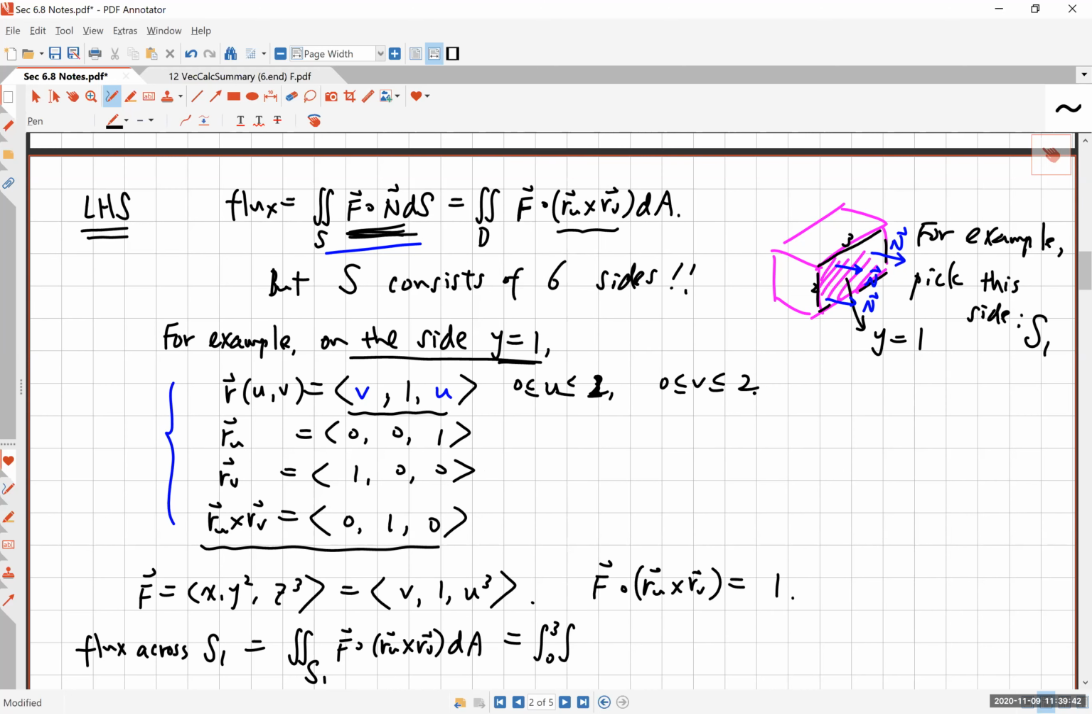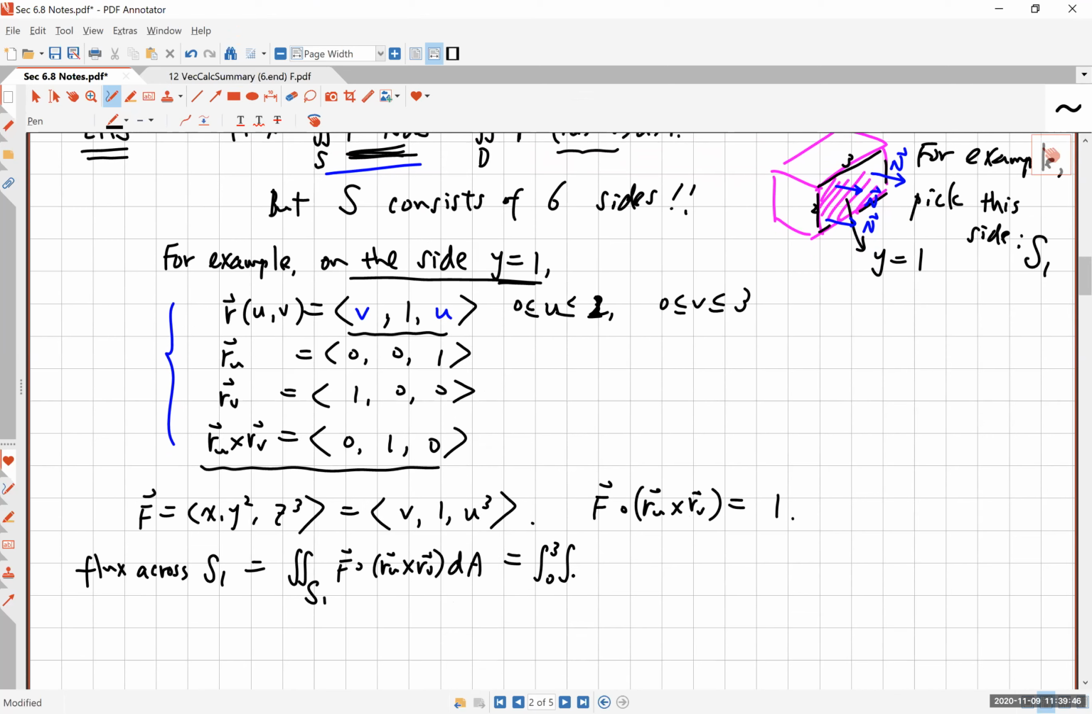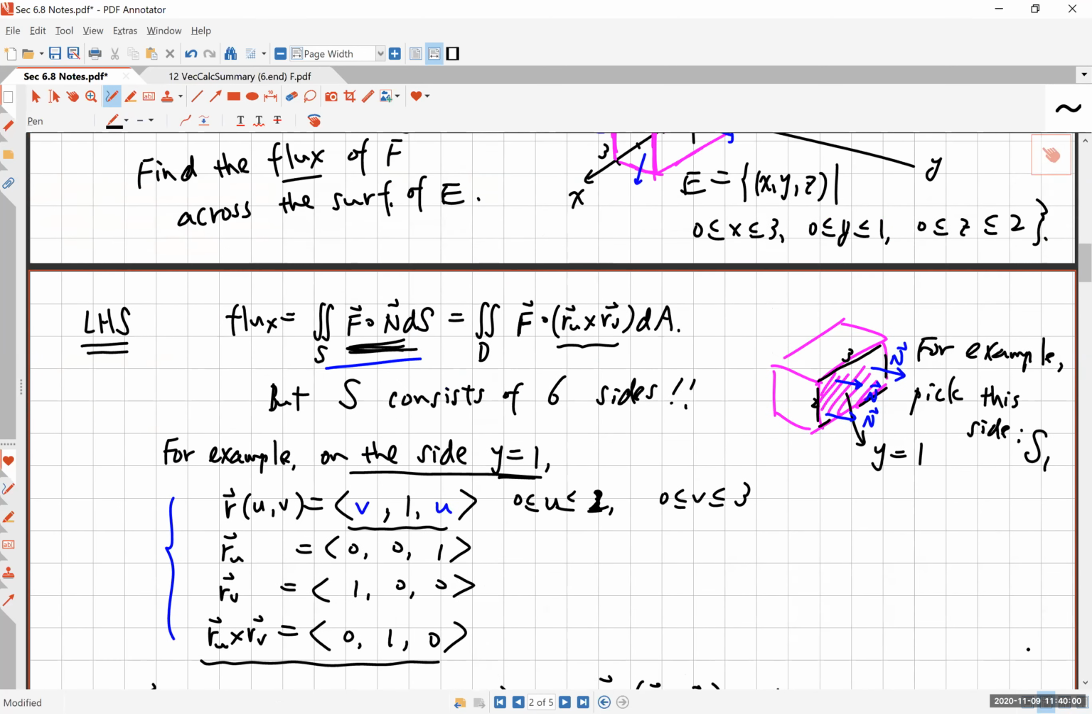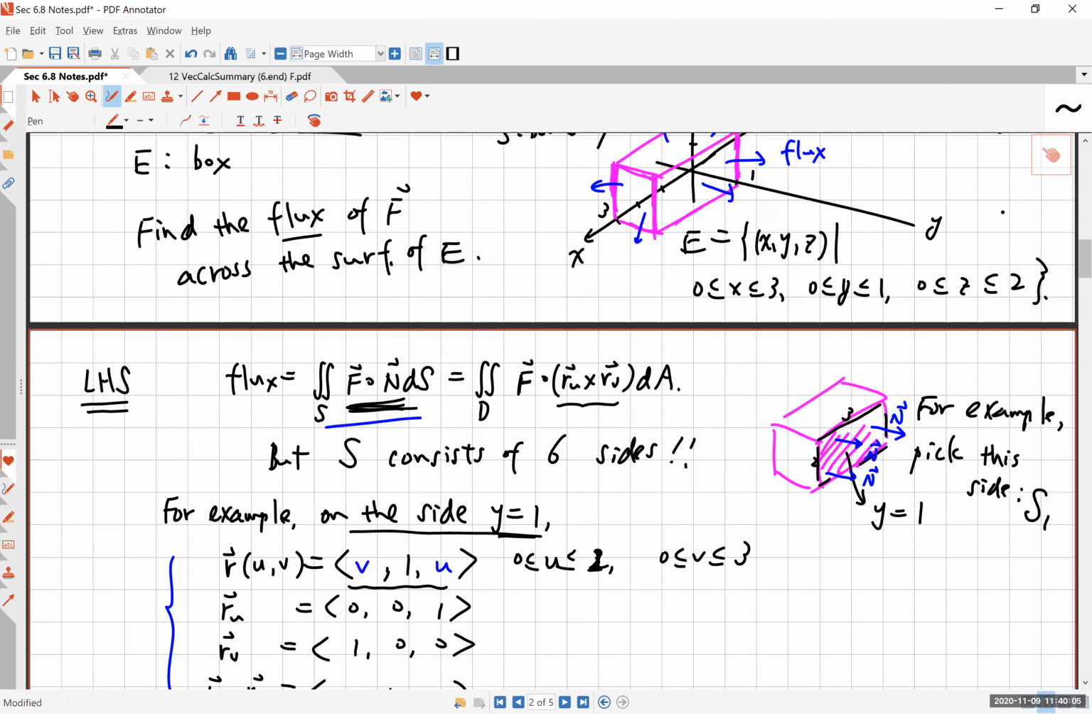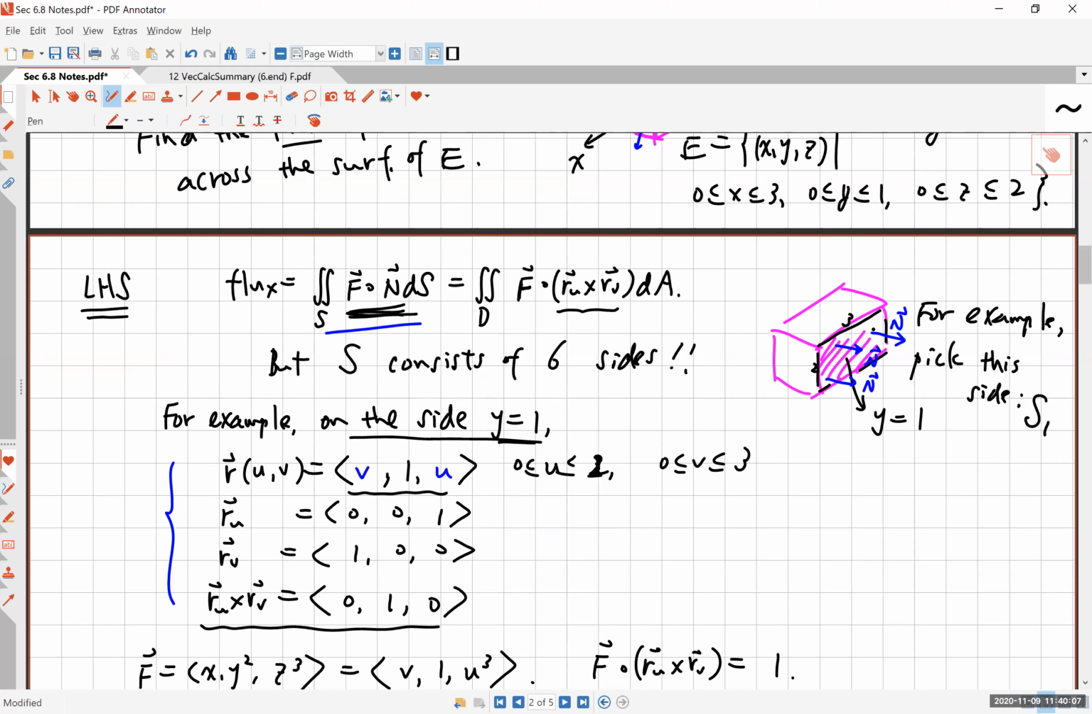And then v is the x coordinate, so this goes from 1 to 3. That doesn't matter. So this is 0, 3, 0, 2, and then 1, and then this is du dv. Okay, but regardless, this will just be 6. So what this is saying is that whatever is described by this vector field F, 6 units is coming out of this side, which is the side where y is equal to 1. Okay, now you do this.